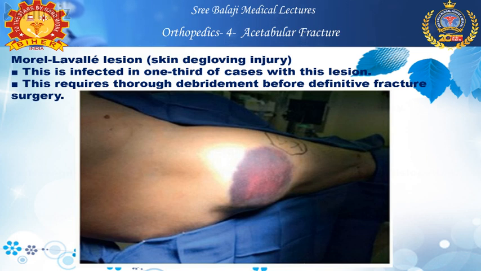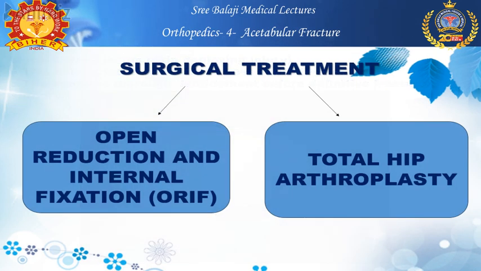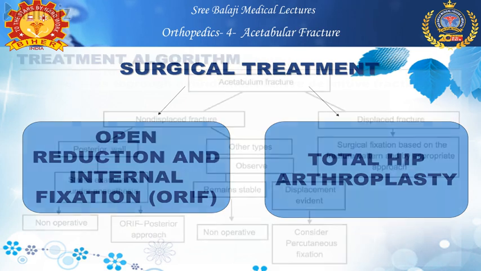This is a skin degloving injury, otherwise called Morel-Lavallee lesion. It is infected in one third of cases with this lesion. This requires thorough debridement before definitive fracture fixation. Otherwise, we have to wait till the Morel-Lavallee lesion heals and the soft tissues heal, then plan for surgical management. Surgical treatment can be an open reduction and internal fixation with plating or with cancellous screw. Otherwise, we can go for a hip arthroplasty using a cage fixation.